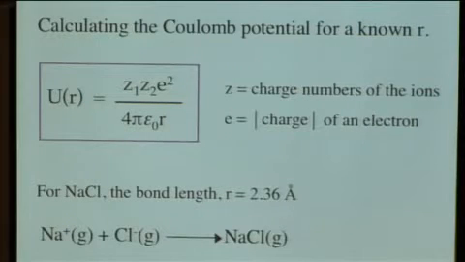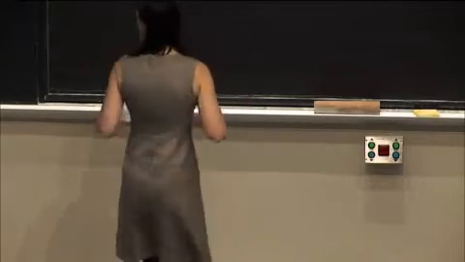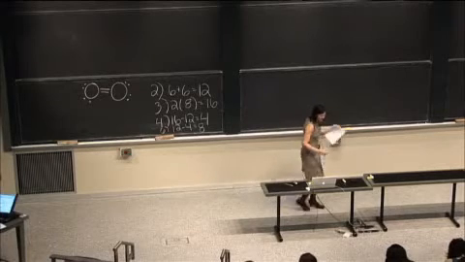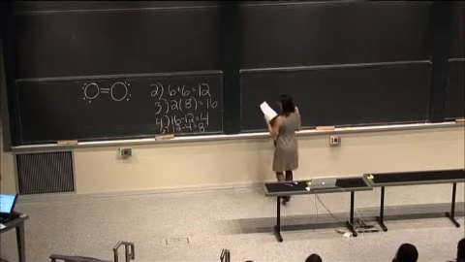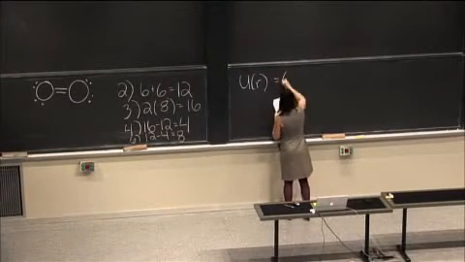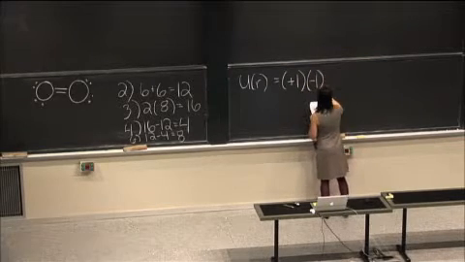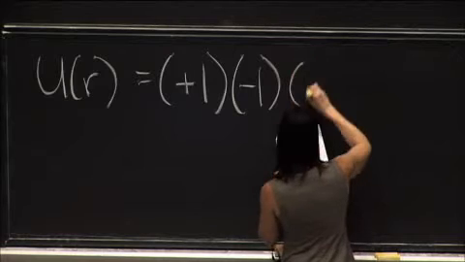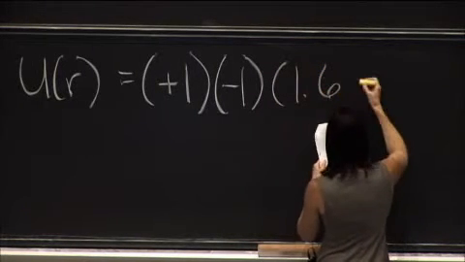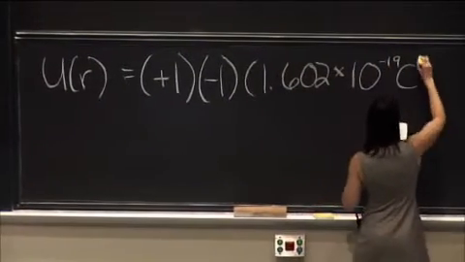Let's say we do the calculation with the bond length that we've looked up, which is 2.36 angstroms for the bond length between sodium and chloride. So we should be able to figure out the Coulombic attraction. If we talk about the energy of attraction, we need to multiply plus 1, that's the charge on the sodium, times minus 1, the charge on the chlorine, times the charge on an electron, 1.602 times 10 to the negative 19 coulombs.